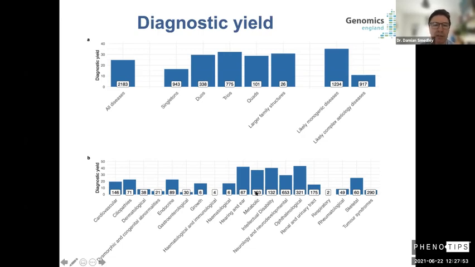So what you find when you look at the yield across different disease areas is that for things like hearing, ophthalmology, the eye diseases, intellectual disability, and the neurological diseases, the yield's up around 40%. But for categories such as tumor syndromes, the diagnostic yield's down around 5%. It is much harder to get a diagnosis in these cases. And there were actually 290 samples in this tumor syndrome category, so you can see how that reduced the overall diagnostic yield.